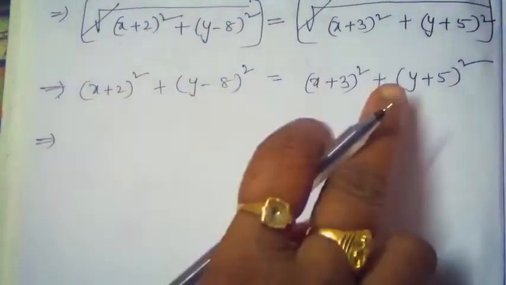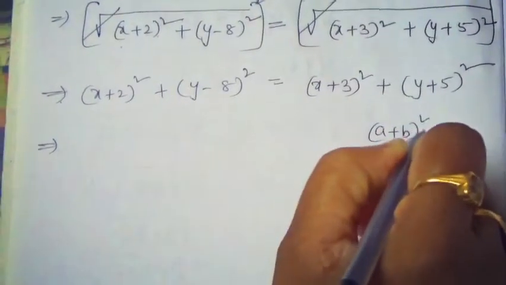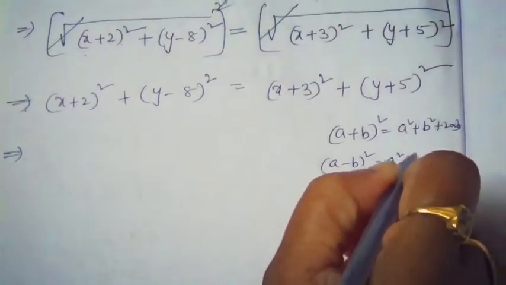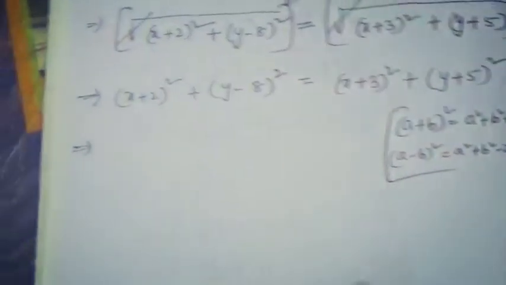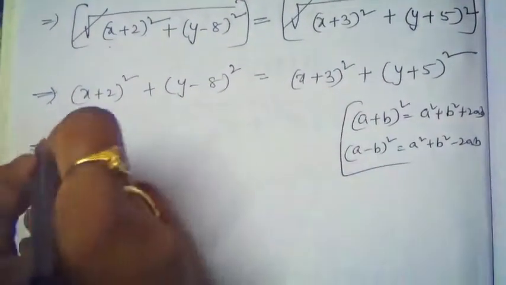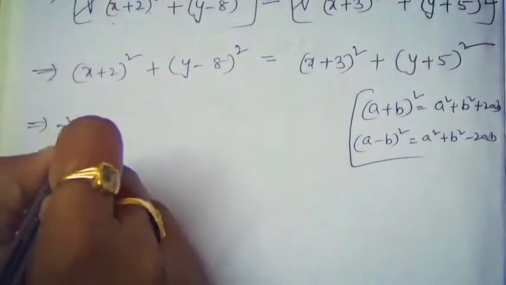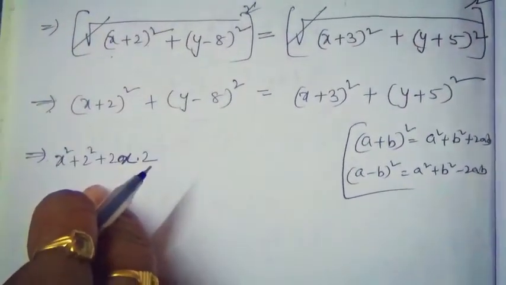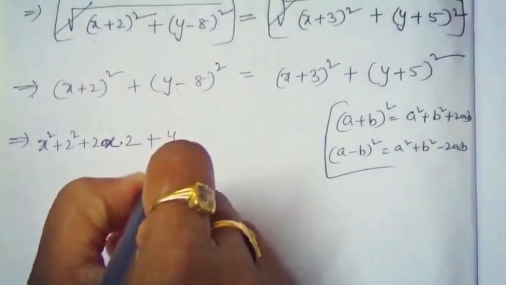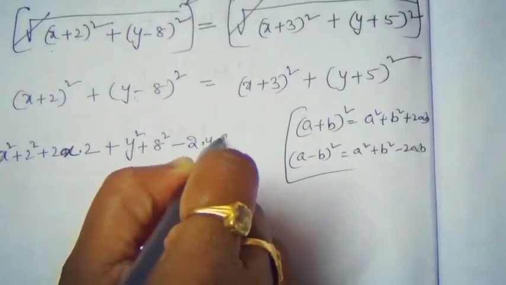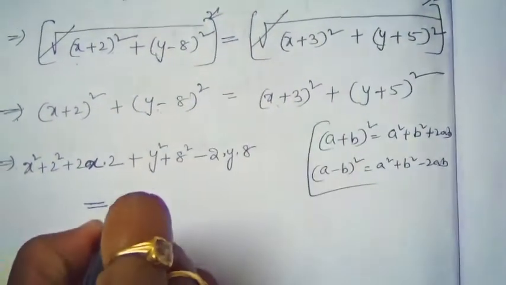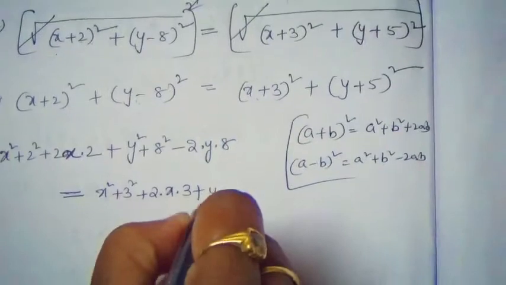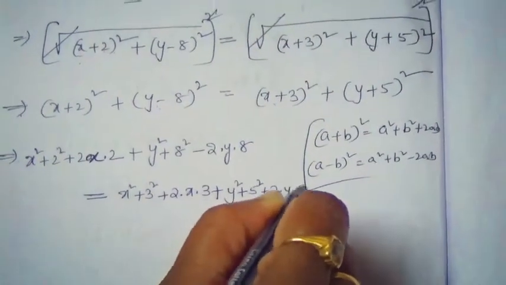That implies here we have two types of formulas. That is (a plus b) whole square is equal to a square plus b square plus 2ab. We just write it in the column. Okay, (a minus b) whole square is equal to a square plus b square minus 2ab. By using these formulas you just expand this, just like the formulas. Here this one also (a minus b) whole square, a square plus b square minus 2ab. Here that is equal to a square plus b square plus 2ab, it is also in the form of (a plus b) whole square.